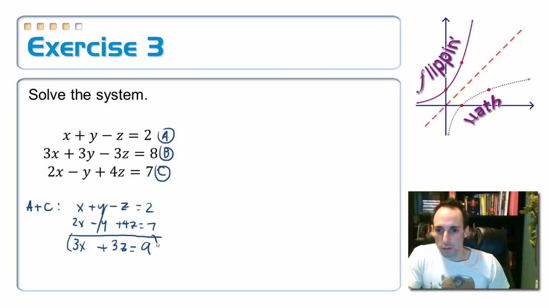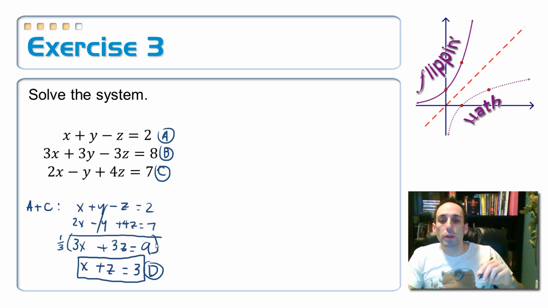All right, I'm going to go ahead and shortcut this. Let's go ahead and take a third of that and make the next equation x plus z is equal to 3. Right? Yes. So put a box around this, and let's call this one equation D. So since I got rid of y, I need to get rid of y again. And let's use B and C to get rid of that y.